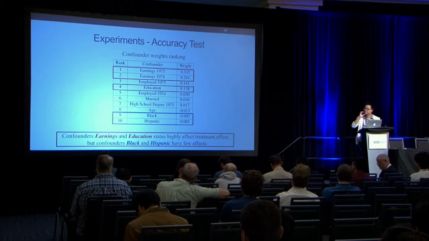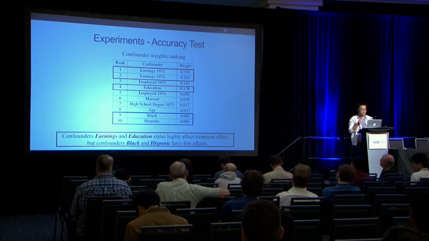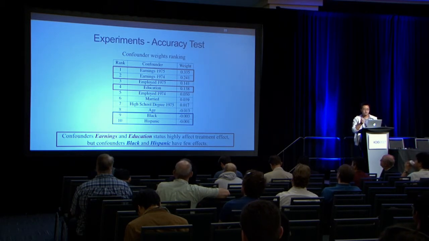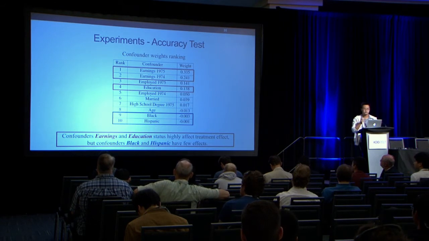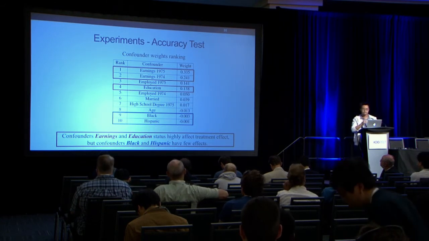Here we also show the confounder weights ranking under the raw settings. From the table, we know the confounders earnings and employment status highly affect the treatment effect, but the Black and the Hispanic have few effects.